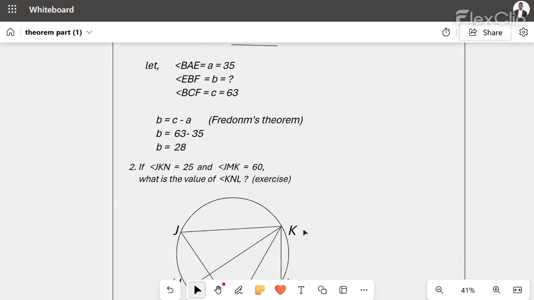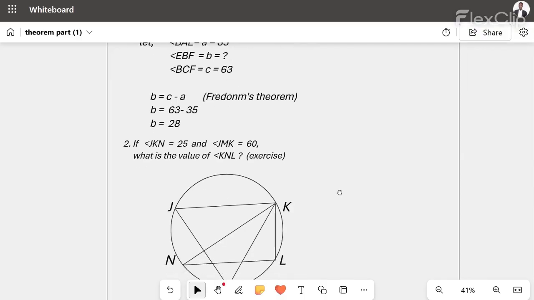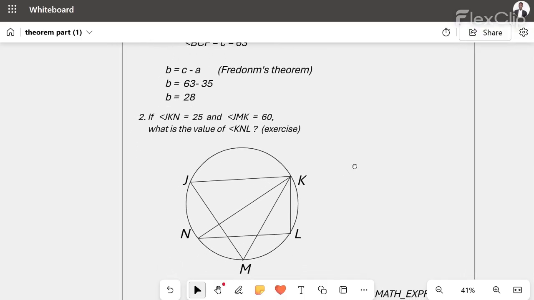Now let's look at the next example. This one is an exercise. I will leave this one for you to do, to know if you understand what this video is talking about. Drop your answer in the comment section. It says if angle JKN is equal to 25 degrees and angle JMK is equal to 60 degrees, what is the value of angle KNL? That is the exercise for you to do to know if you understand what this video is talking about.